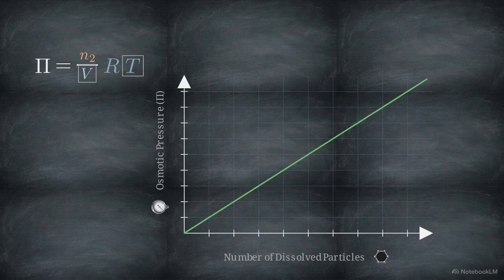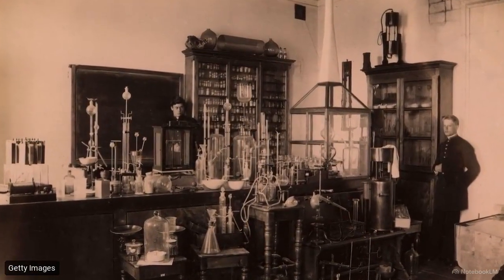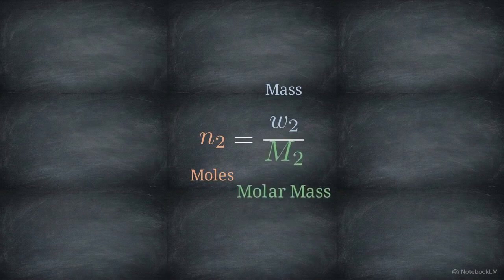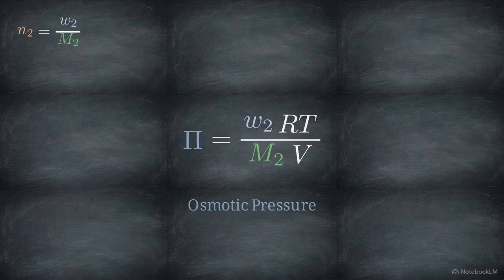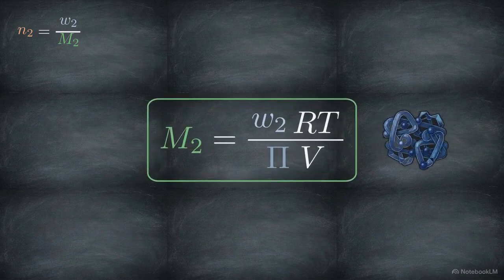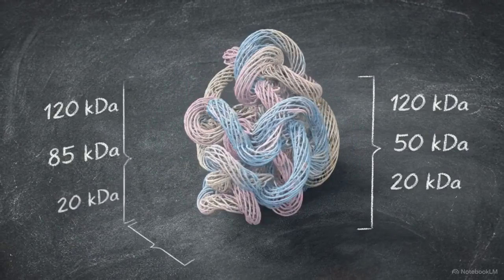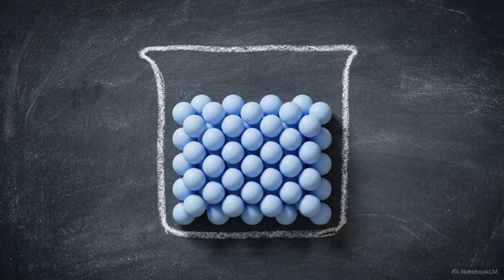Historically, chemists utilized this precise proportional relationship to weigh microscopic molecules they could never physically see in a laboratory. We know that the moles of a dissolved solute, n2, can be found by taking its known physical mass, w2, and dividing it by its unknown molar mass, M2. By substituting this into our formula, we can isolate M2 on one side of the equation. Molar mass now equals the known mass times RT, divided by the osmotic pressure and volume. Because osmotic pressure is measured at room temperature, it remains a primary method for determining the mass of large biomolecules, complex proteins, and polymers. However, this formula represents an ideal state.